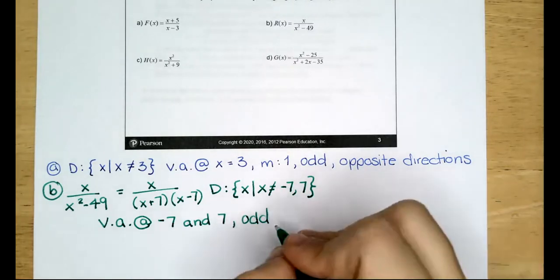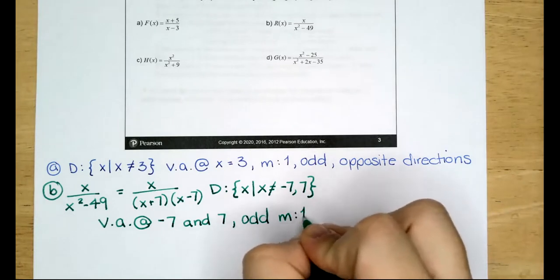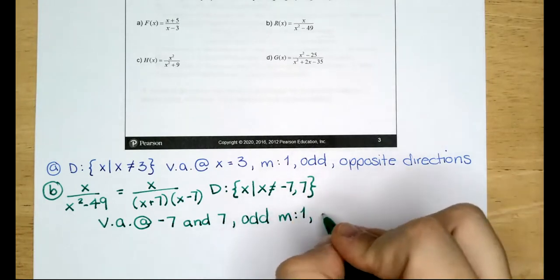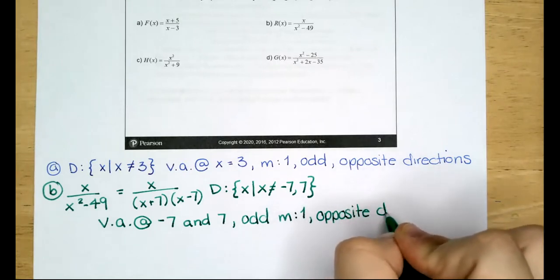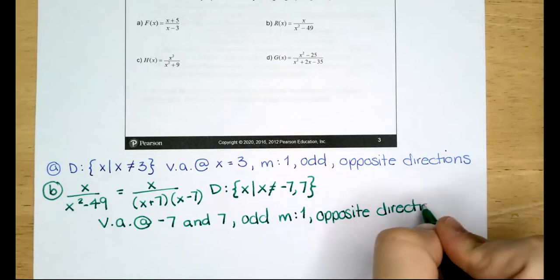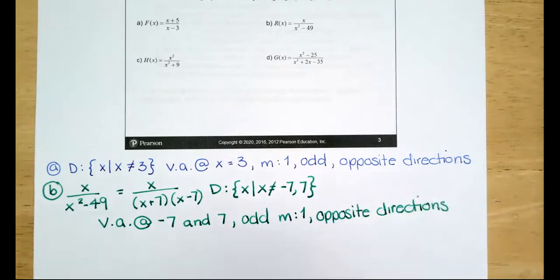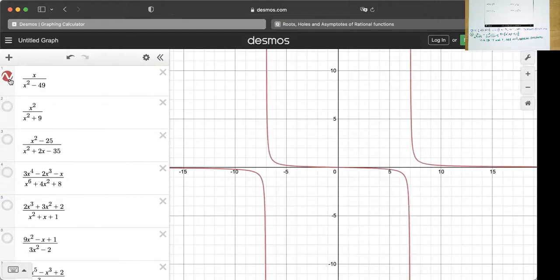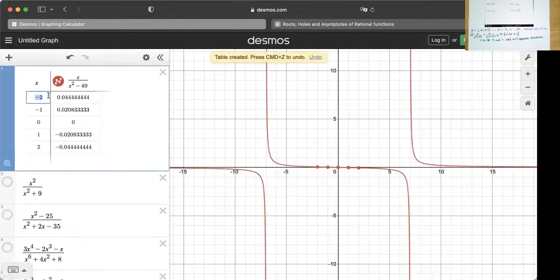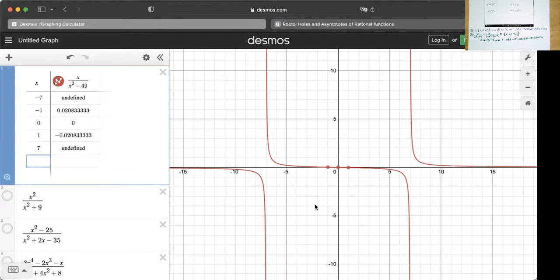Or sorry, they both have a multiplicity of 1. One is odd, so they will approach in opposite directions at both -7 and 7. Let's check. So here is... -7 is undefined and 7 is undefined. They're approaching from opposite sides.